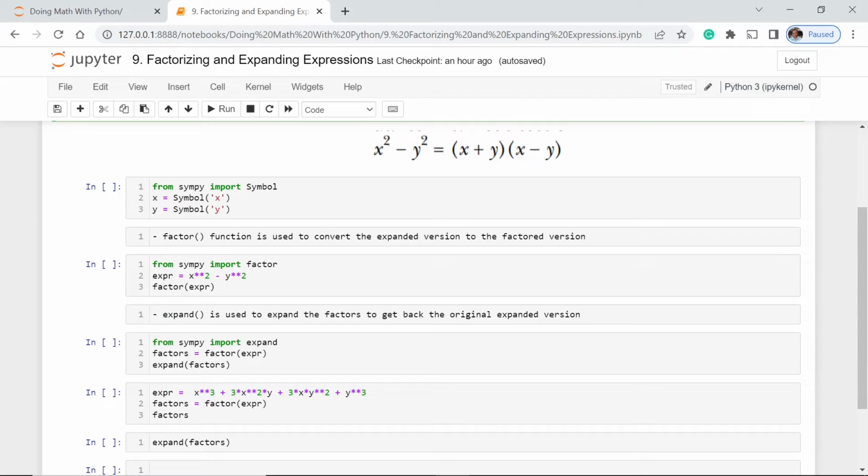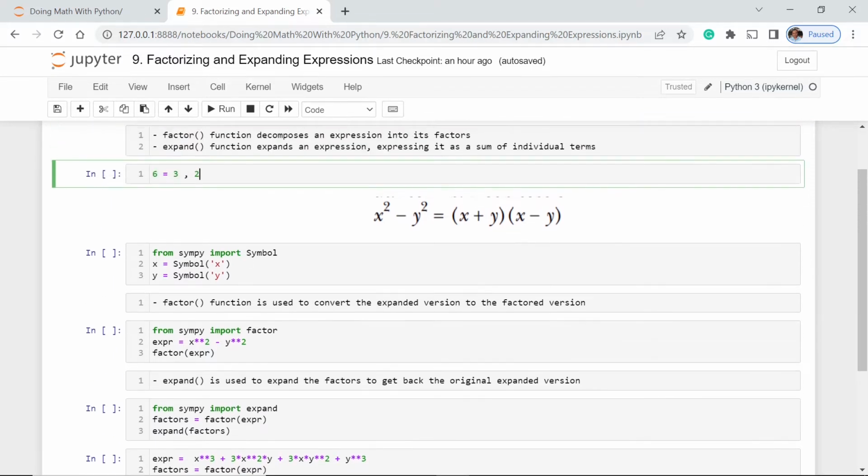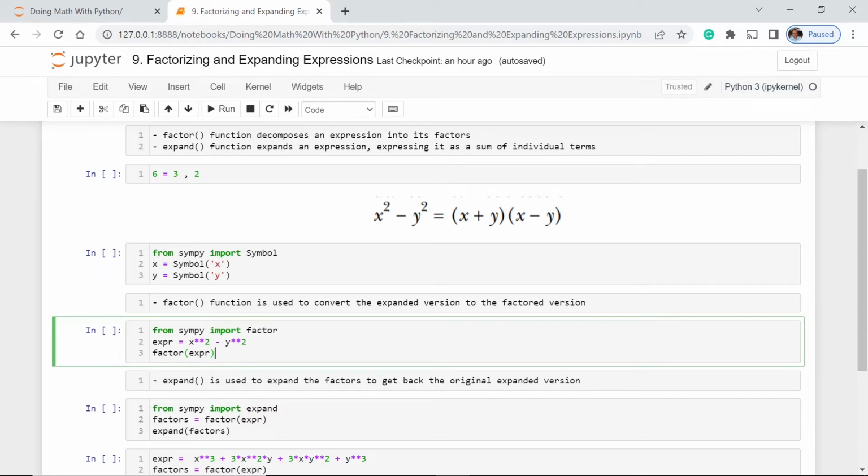The factor function is used to convert the expanded version to the factored version, as already discussed a while ago. For us to do that, we're going to import factor from SymPy. For example, we have the expression x squared minus y squared. So we have expression equals x squared, where the two asterisks mean the exponent, minus y squared. Then we have factor, and we call this expression as its argument.